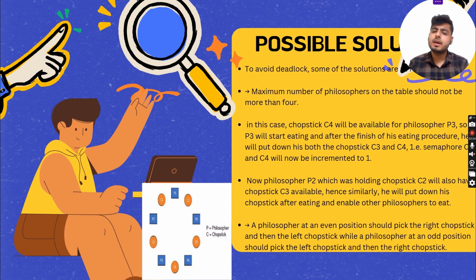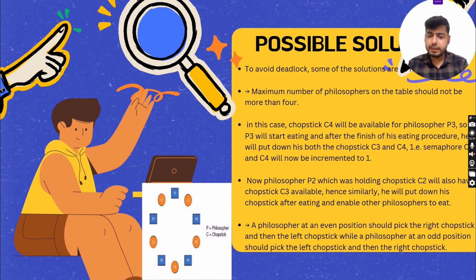So P3 will start eating, and after he finishes eating, he will put down both his chopsticks, which are C3 and C4. Semaphores C3 and C4 will now be incremented to 1 by the signal operation. Now, philosopher P2, which is holding chopstick C2, will also have chopstick C3 available. And similarly, he will put down his chopstick after eating and enable other philosophers to eat.